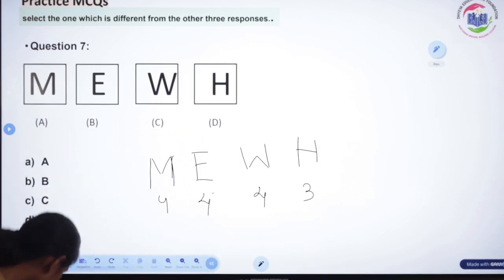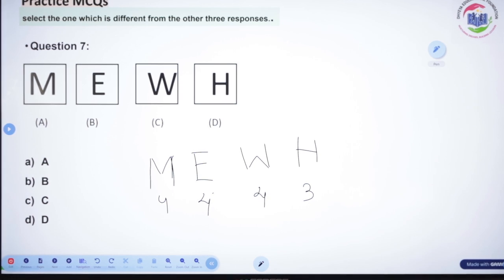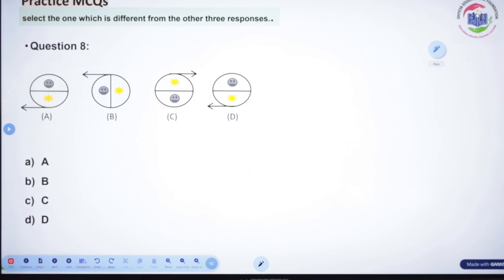Then which one is the odd one out from this? Option A, B or C? Option C is the, wait a second, option D is the odd one out because all of our M, E and W require 4 lines or 4 strokes for drawing, but only option D requires 3 lines. And option D is the correct answer.